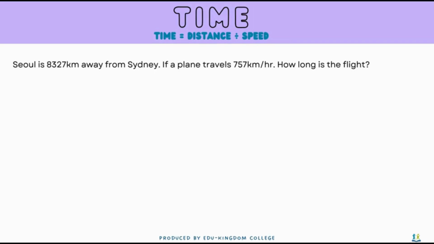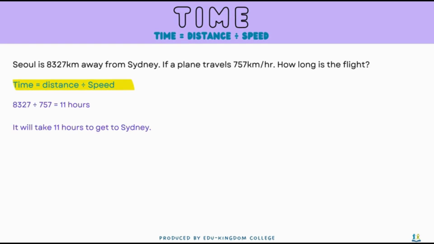Now let's have a look at time. Seoul is 8,327 kilometers away from Sydney. If the plane travels 757 kilometers per hour, how long is the flight? We can see that we were given a distance, 8,327 kilometers, and a speed, 757. Now that we have a distance component and a speed component, we can find how long the flight is, which is the time, using the formula time equals distance divided by speed. Putting the numbers into place, 8,327 divided by 757 gives 11 hours. It will take roughly 11 hours to get to Sydney.